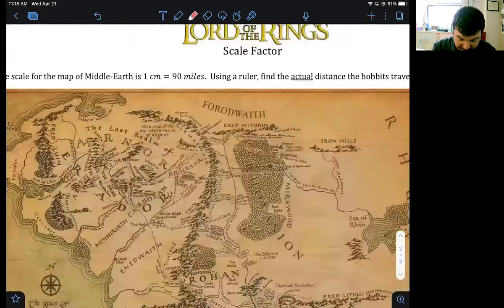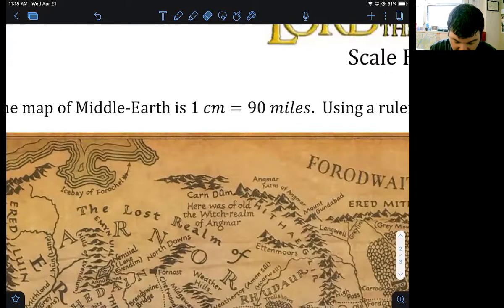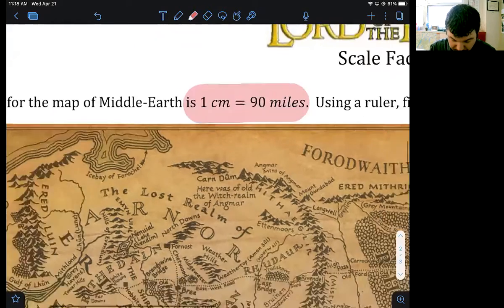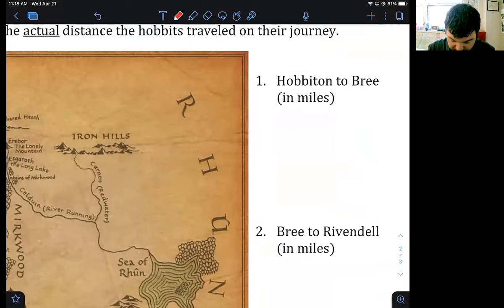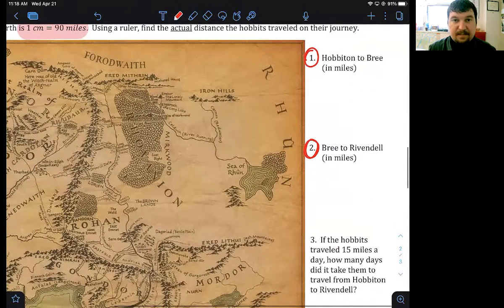And so it says here, and this is very important, that the scale of this map is 1 centimeter is 90 miles. Okay. So using that scale and using a ruler again, you need to find the actual distance that the Hobbits traveled on their journey. Now, they go a long ways in the course of the 3 movies. We're going to be looking at these distances. Number 1, their distance from Hobbiton to Bree, and number 2, their distance from Bree to Rivendale, and then we'll be combining those distances for number 3.